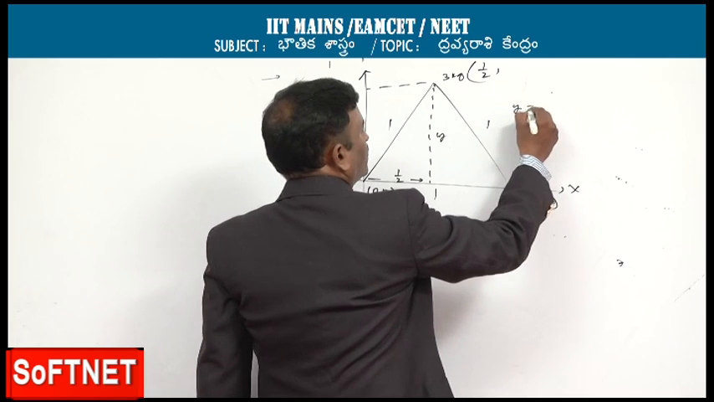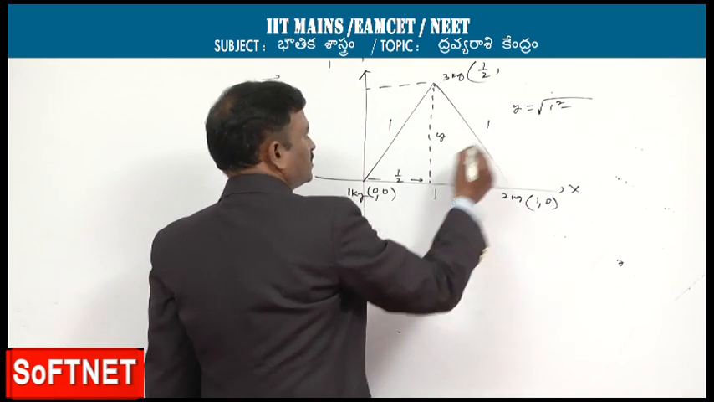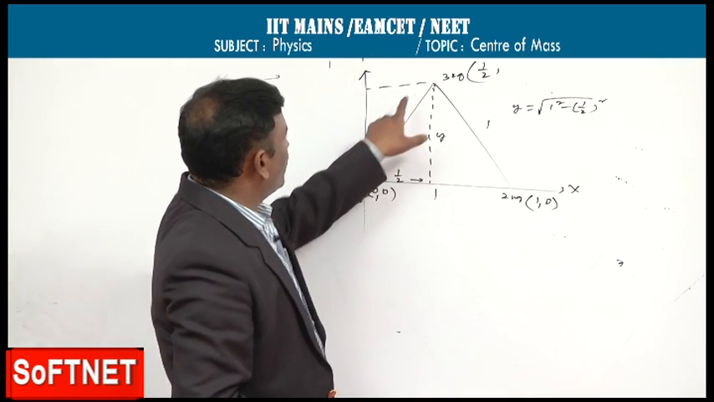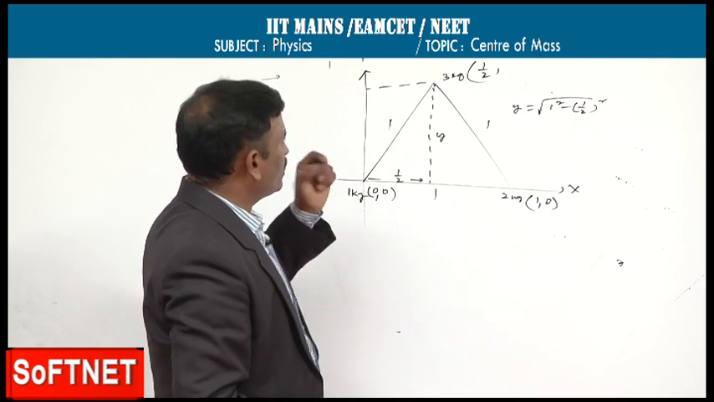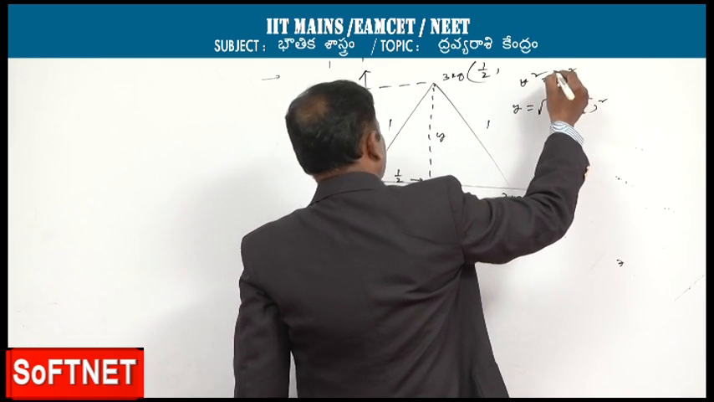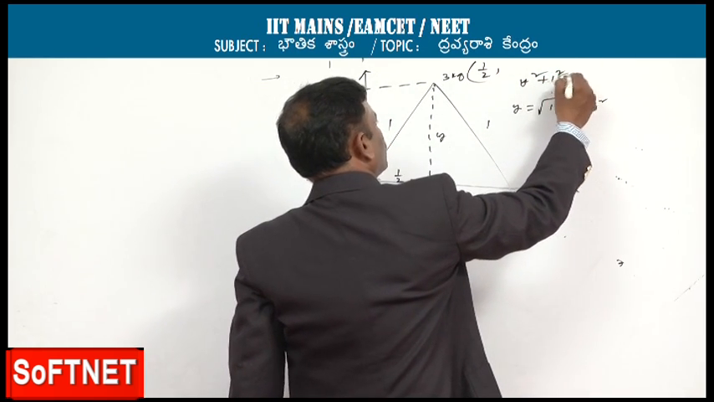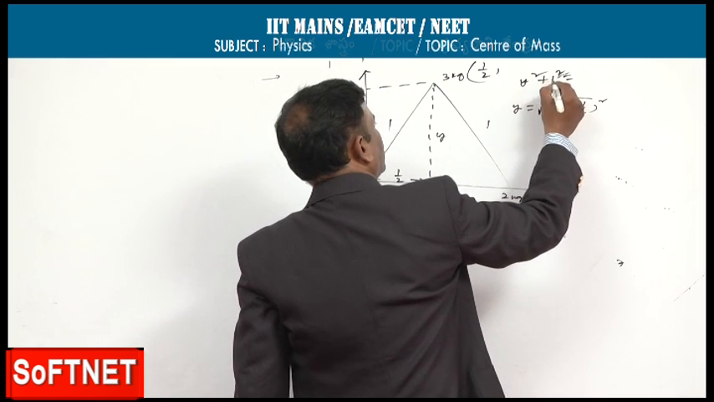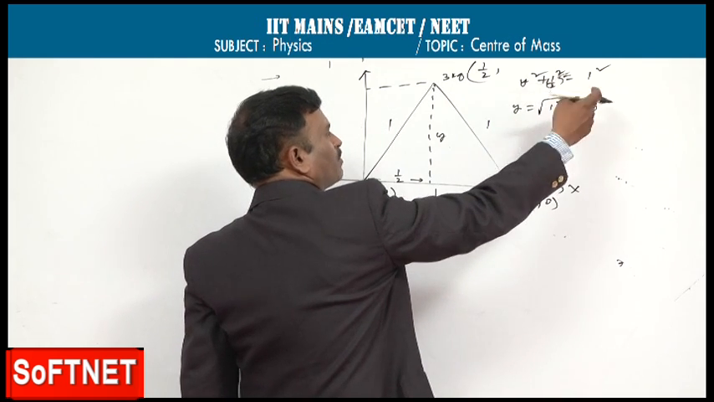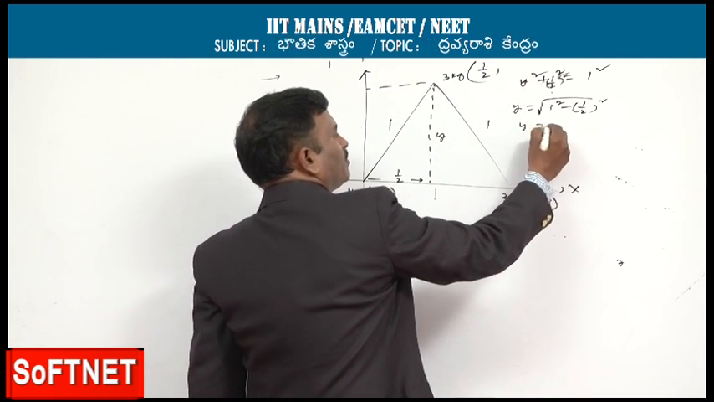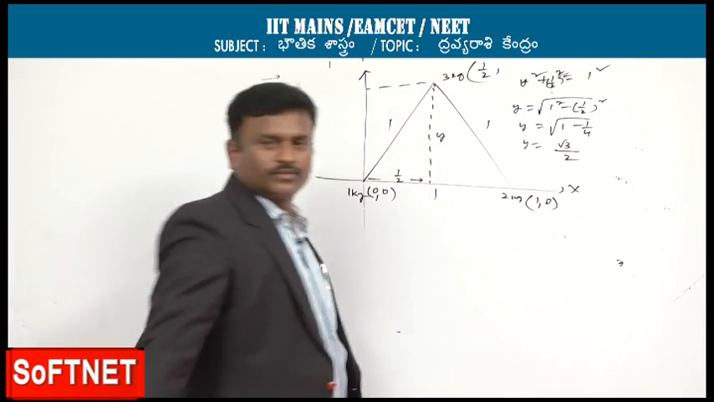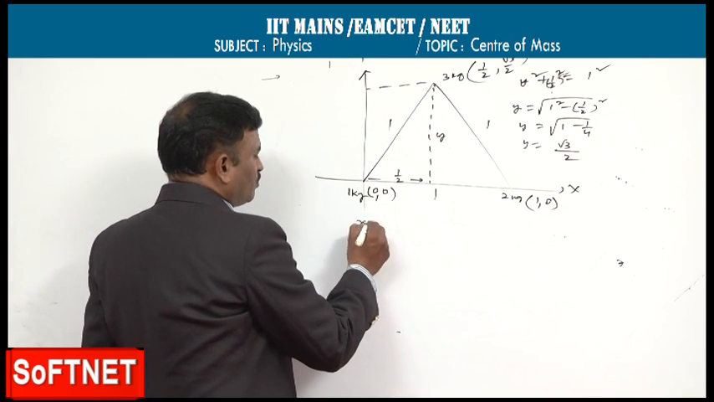So y is equal to the square root of 1 square minus 1 by 2 whole square. By the Pythagoras theorem, 1 square is equal to y square plus 1 by 2 whole square. We want y, so y is the square root of 1 minus 1 by 4, which gives y equal to root 3 by 2. Now XCM and YCM can both be found.